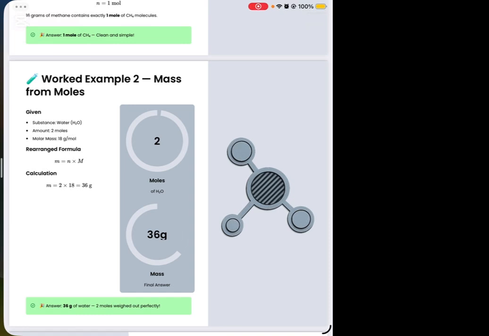Example 2. Now we find the mass for moles. We have 2 moles of water, molar mass 18, so mass equals 2 times 18, which equals 36 grams.